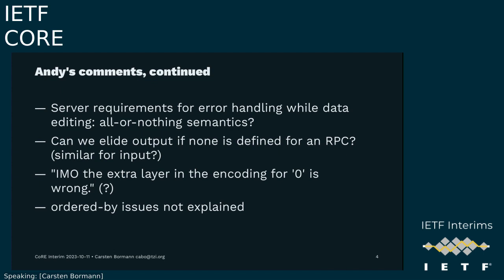Yeah, then there were further questions like, can we completely elide the output YANG structure if there is no output defined for an RPC? Yeah, we probably can. So we would have to define rules for when and how to do that, which is also a piece of work, and we definitely need way more examples to show what happens when this is not the case and when it is the case. Then there was a comment from Andy. I still have to ask him what exactly he meant about the extra layer in the encoding for 0. So if anybody knows what he meant, please tell me, or I will have to ask him.